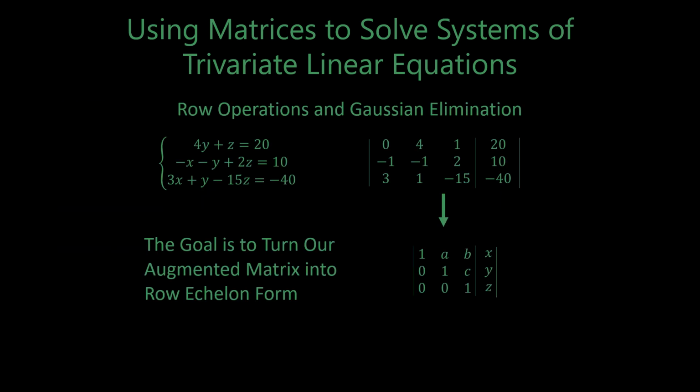The goal now is to use row operations and Gaussian elimination to turn our augmented matrix into row echelon form. So here we have an example of row echelon form, and we know row operations. Let's see if we can figure out how to turn our augmented matrix into row echelon form. So take a few seconds and look this over and see if you can figure it out.